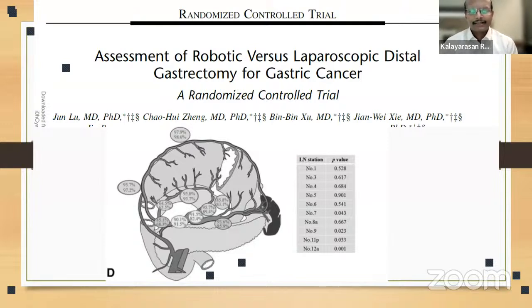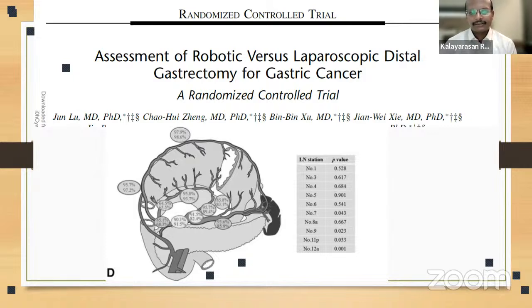So we had this literature review on the minimally invasive techniques yesterday. So I won't be focusing too much on the literature on robotic versus laparoscopy, except for two key studies. In fact, this is the first randomized trial comparing robotic versus laparoscopic distal gastrectomy from China. This is from Fujian, which is one of the very high volume centers for gastric cancer.